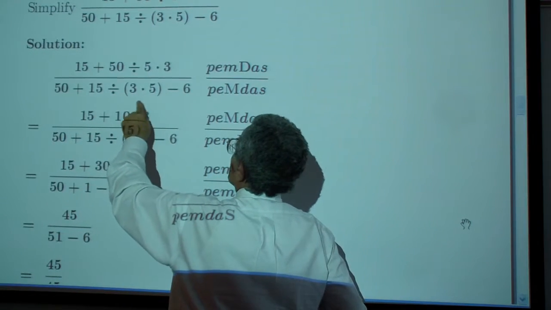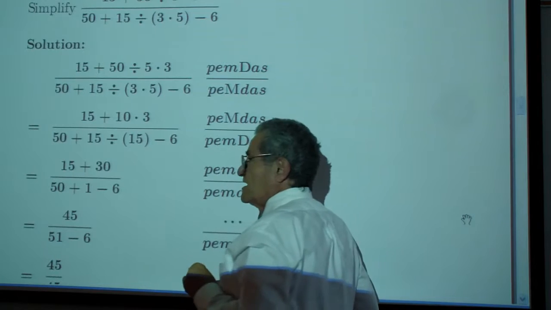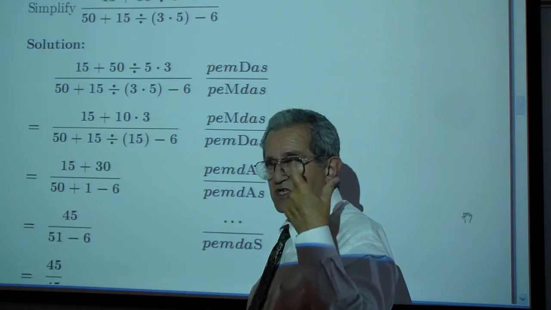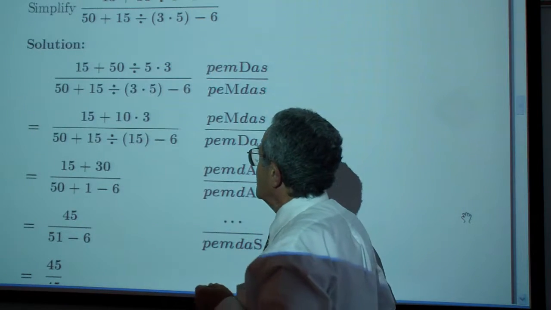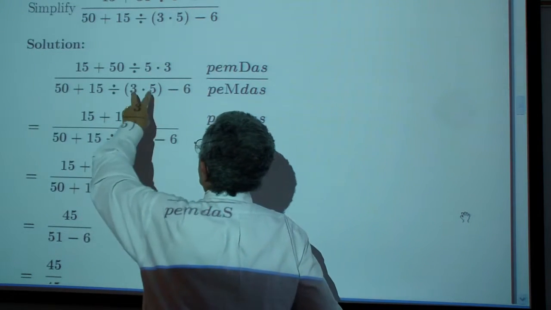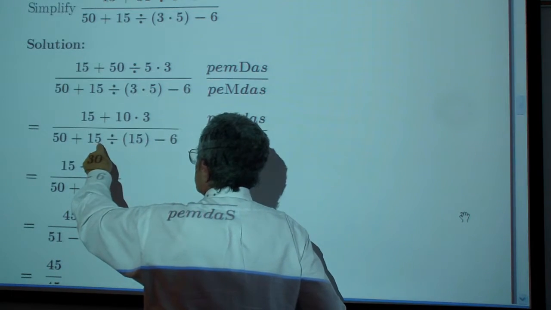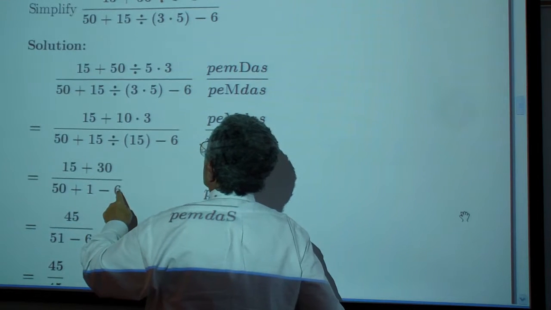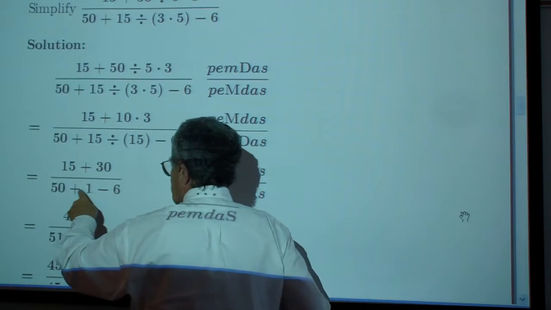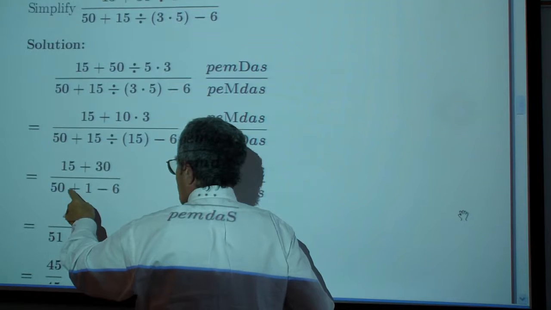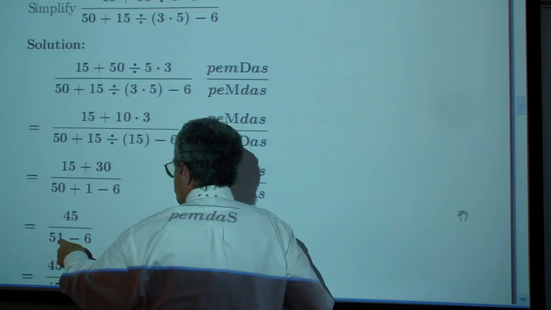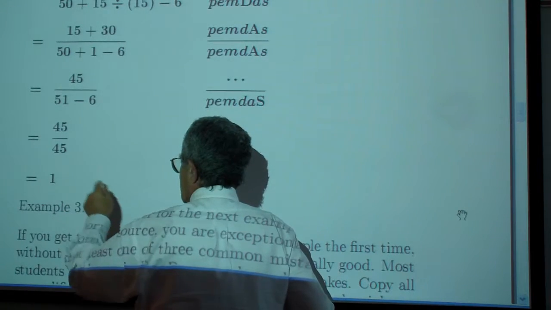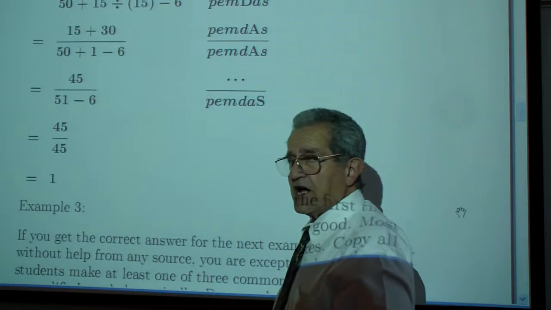In the denominator, in the parentheses, okay? It is not division comes first, because you work within the parentheses, the innermost parentheses first. You have a multiplication. Therefore, this is 15. And then you divide and you get a 1. And then no more exponents. There were no exponents originally. No more multiplication or division. Addition or subtraction. You add, you get 51. Then you subtract 6 and you get 45. And your final result is 45 over 45, which is 1.